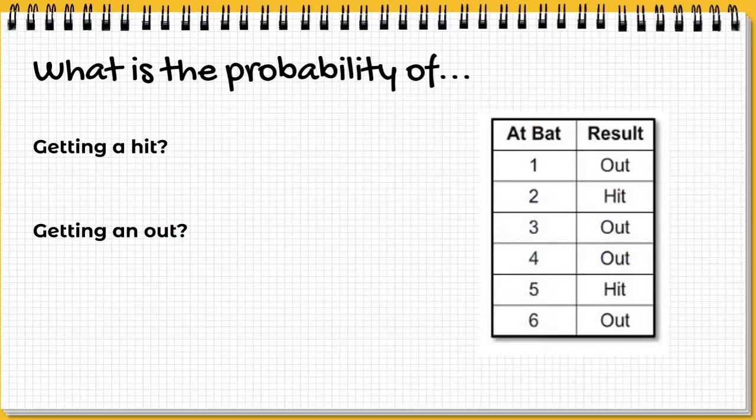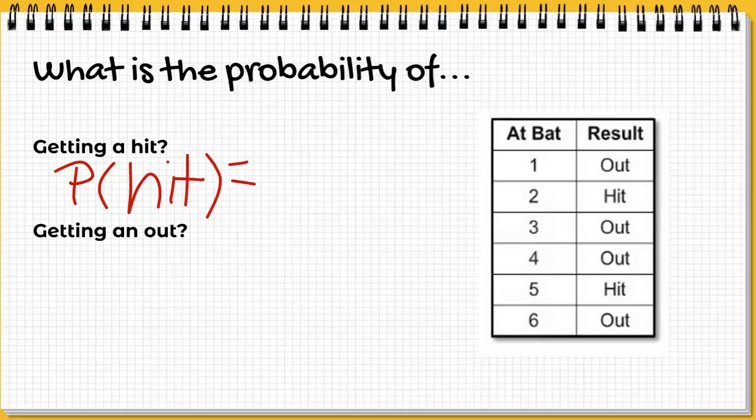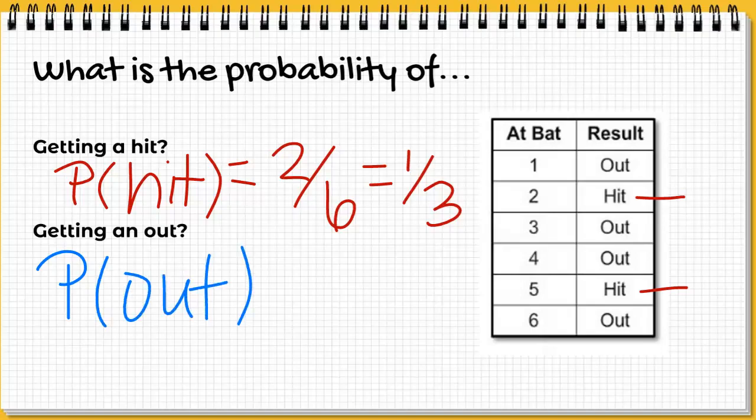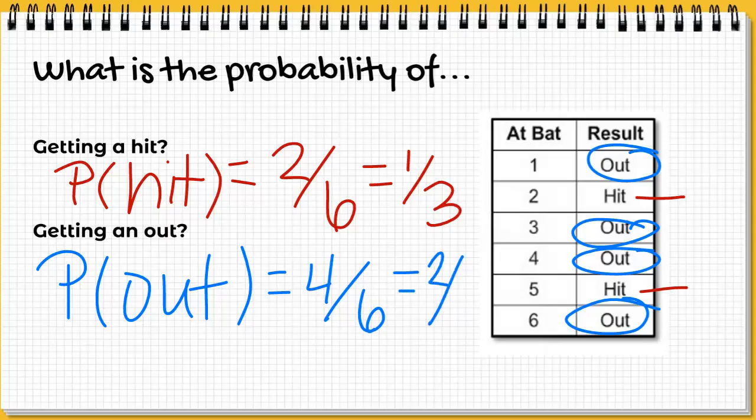So now we're looking at a table, and we're given a guy who's playing baseball, and he's at bat, and he's either getting an out or a hit. So we want to know the probability of getting a hit, which was 2 out of the 6 attempts, which simplifies to 1/3, or 33 1/3%, or 0.3 repeating. And now our probability of getting an out or not getting a hit, same thing. We had 1, 2, 3, and 4. 4 out of 6, which simplifies to 2 out of 3.